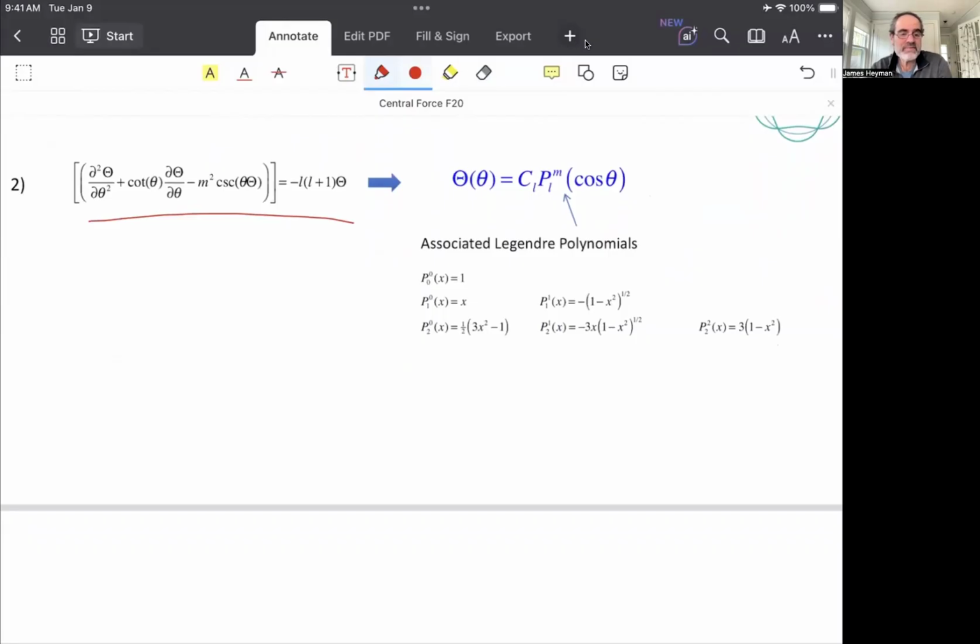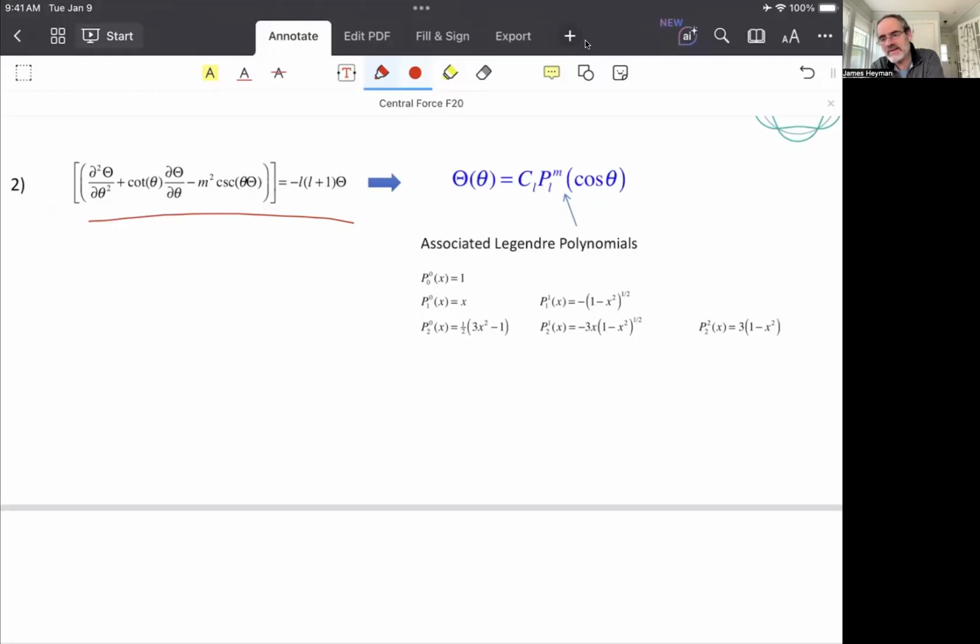Minus, well, here we are. We have the second derivative of the theta function with respect to theta plus cotangent of theta times the first derivative of the theta function with respect to theta equals minus m squared times secant of theta, the coordinate, times the theta function. All of that turns out to be equal to minus L times L plus 1 times the theta function. Yikes.